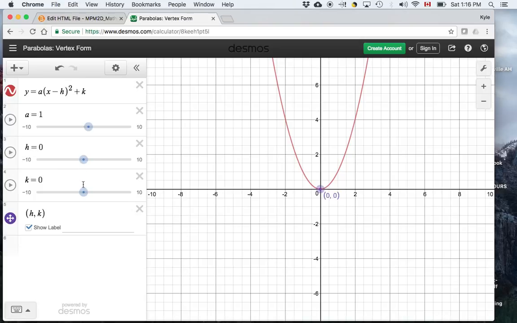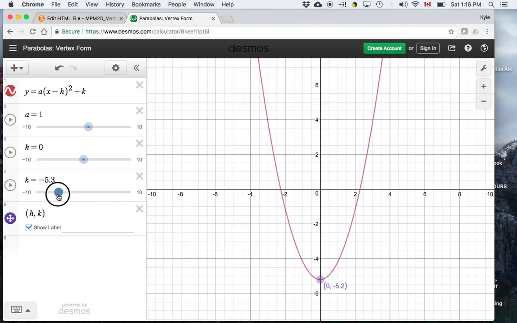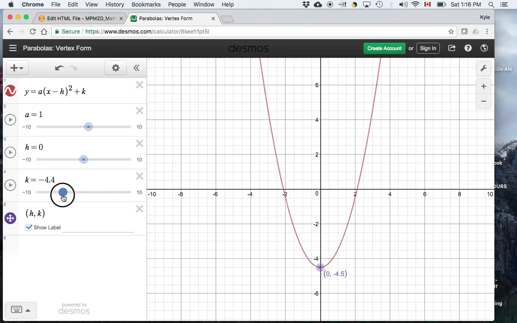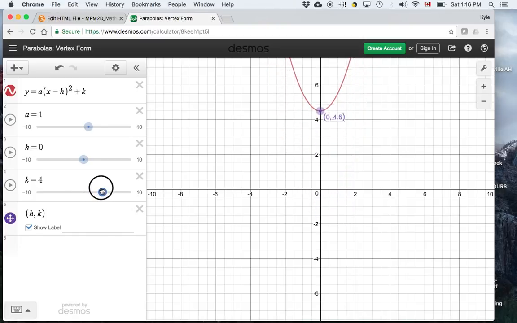And now let's look at the k value. The k value is here at the end of the equation, and if I increase the k value, the parabola goes up. If I decrease the k value to the negatives, the parabola goes down. So the k value controls the vertical position of the parabola. So I'll set that one back to 0.